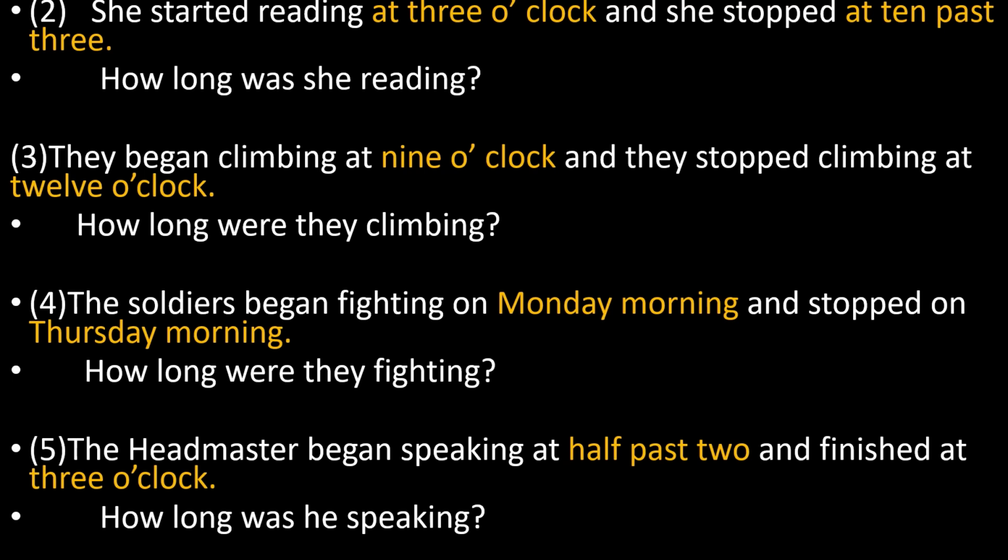They began climbing at 9 o'clock and they stopped climbing at 12 o'clock. How long were they climbing? They were climbing for 3 hours. The soldiers began fighting on Monday morning and stopped on Thursday morning. How long were they fighting? They were fighting for 3 days. The headmaster began speaking at 2:30 and finished at 3 o'clock. How long was he speaking? He was speaking for 30 minutes or half an hour.